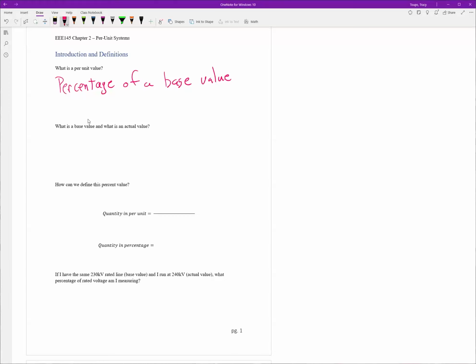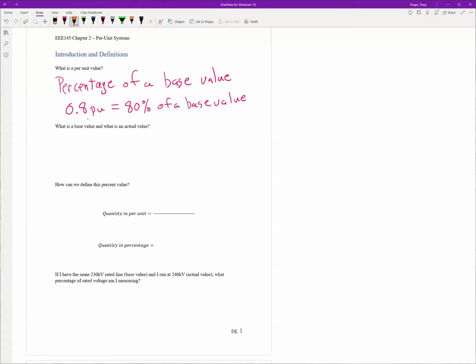One way you could think about it is we draw it as like a decimal place, like 0.8 per unit. This is pretty much equal to 80%. It's a percentage at the end of the day of a base value. Okay. Per unit pretty much stands for percentage unit.